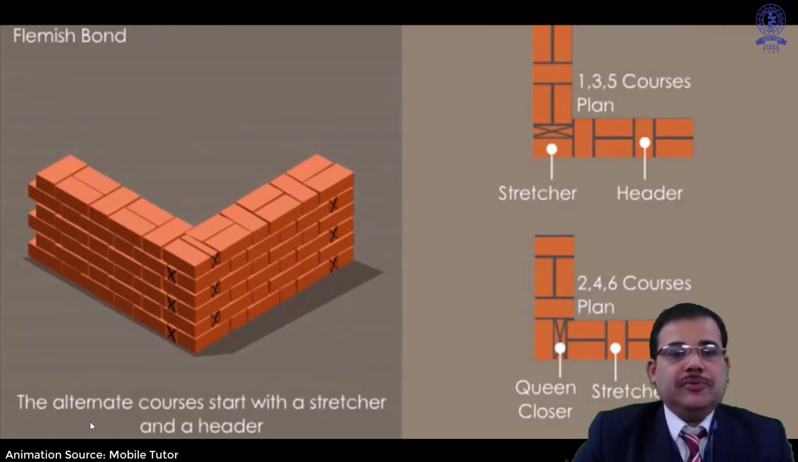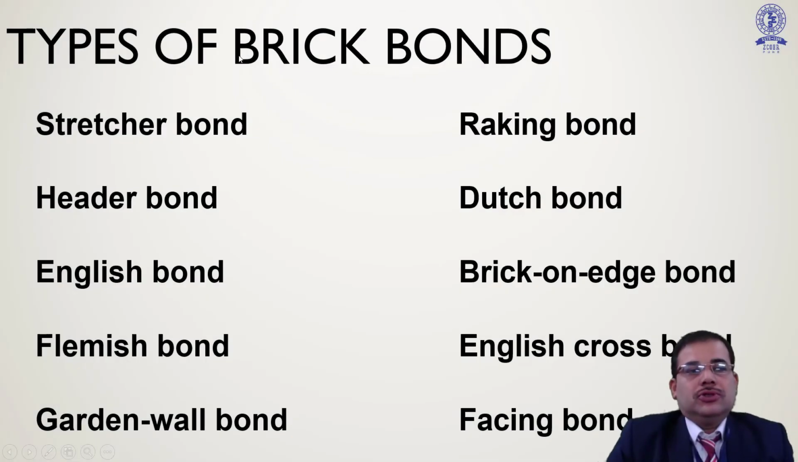Now in case of Flemish bond, as there is alternately header and stretcher, again there will be the one queen closer to its center or after one stretcher, and then alternately header and stretcher will be provided, so that this will be a perfect 230 mm of wall thickness. So these are the major bonds, that is stretcher, header, English and Flemish bond.